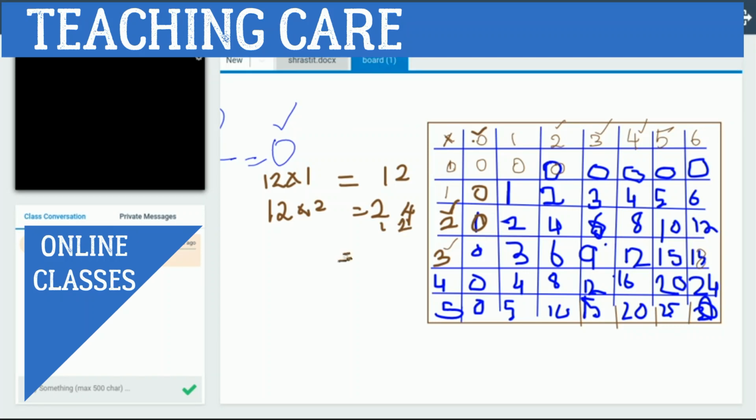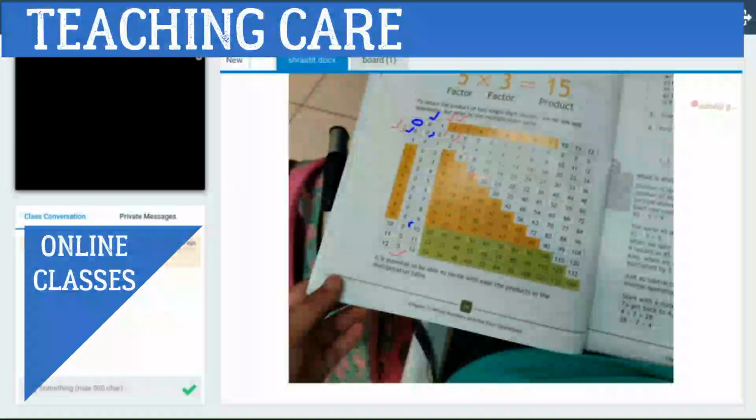What will happen? 12 threes are 36. Addition is easy for us always. Again add 12 to 36. Keep on adding 12, you will get the next numbers. Now if you go for 14 tables, keep on adding 14 to each one, you will get the 14 tables. You understand? Okay. Now, the next one.